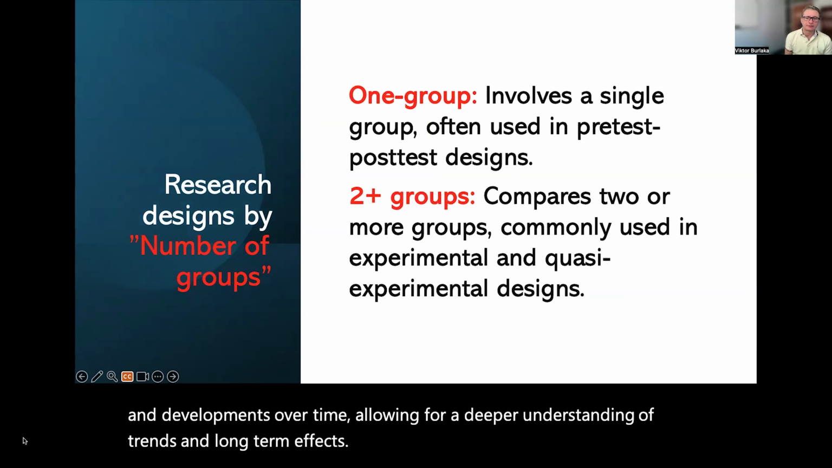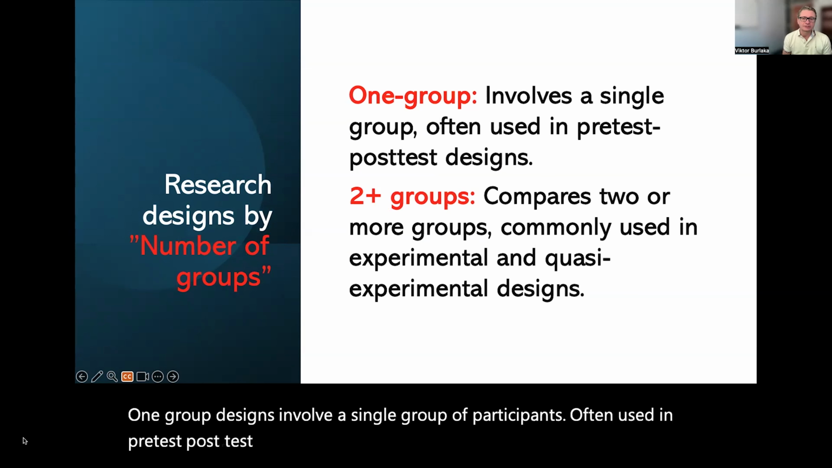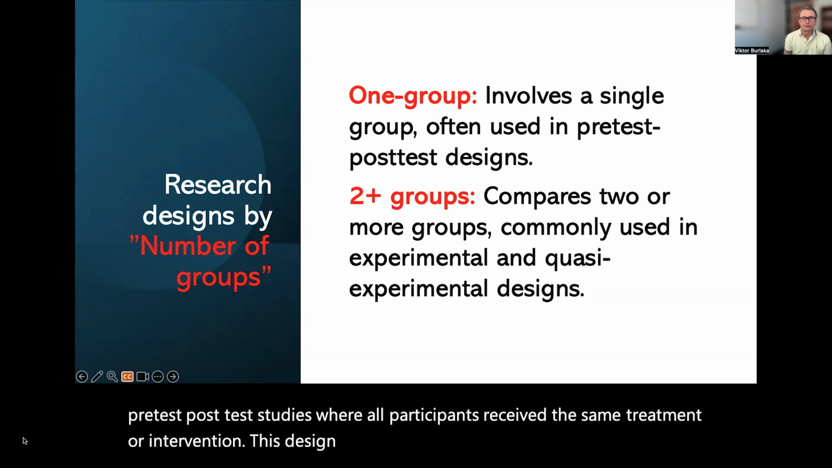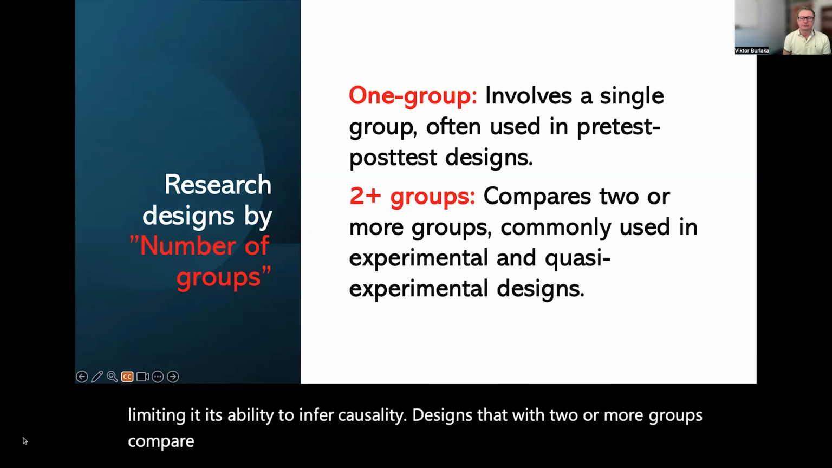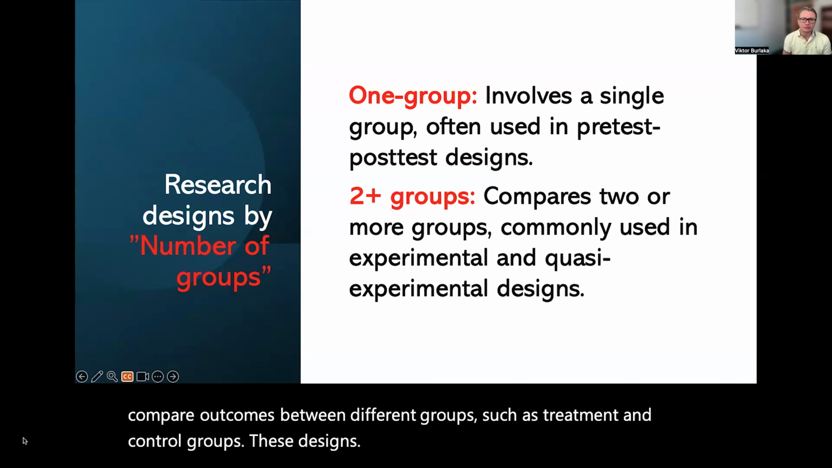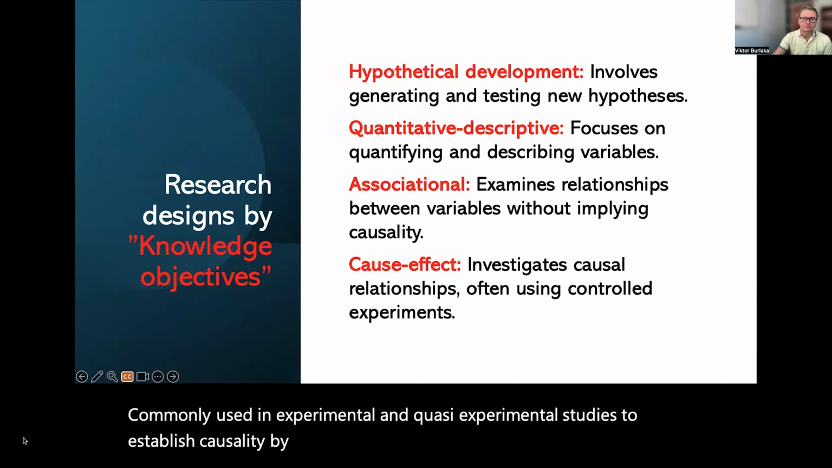One group designs involve a single group of participants, often used in pre-test, post-test studies, where all participants receive the same treatment or intervention. This design is simple, but lacks a comparison group, limiting its ability to infer causality. Designs with two or more groups compare outcomes between different groups, such as treatment and control groups. These designs are commonly used in experimental and quasi-experimental studies to establish causality by controlling for external factors.